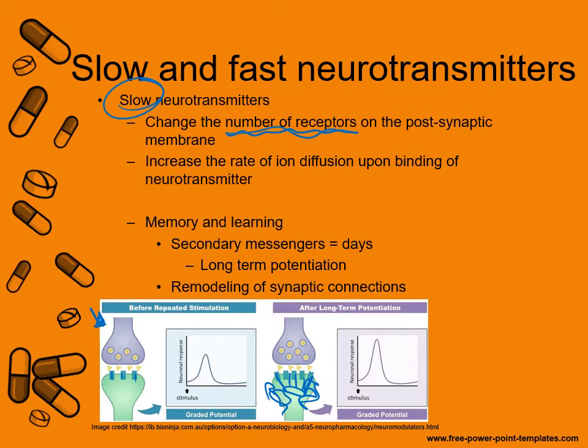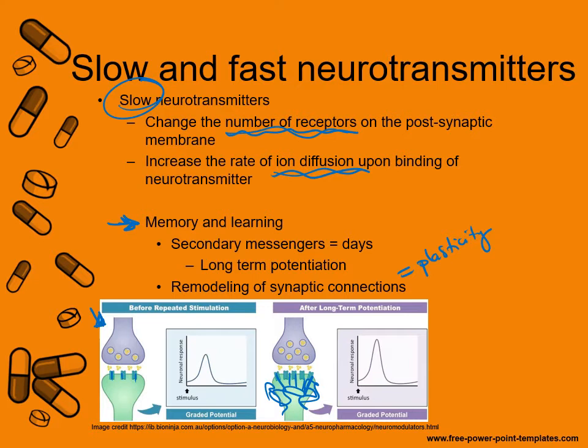That's going to change the rate of ion diffusion. I can get more sodium channels to open. I can get more chloride channels to open because I've got more receptors that can grab onto those neurotransmitters. This is super important for learning and memory and brain plasticity when we talk about connecting the brain synapses, neurons in different ways, training our brain to do different things with different parts.